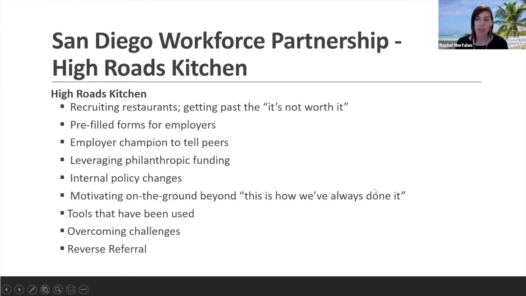So what this essentially was is an initiative for restaurants to get workers back to work who had been laid off or their hours reduced or furloughed.